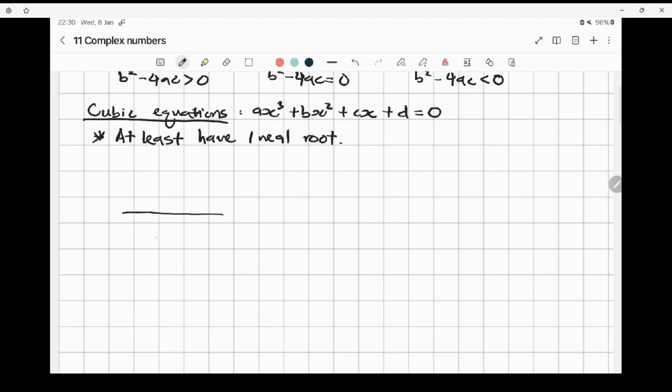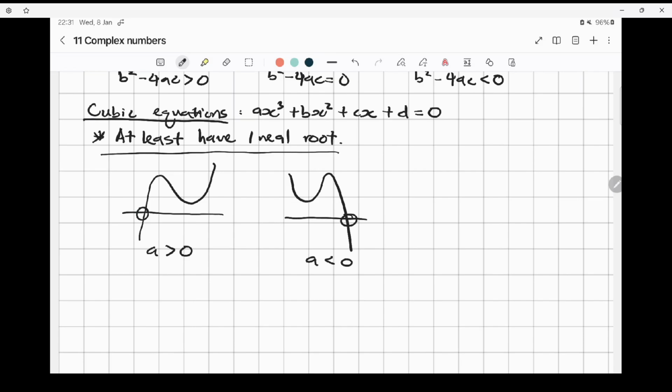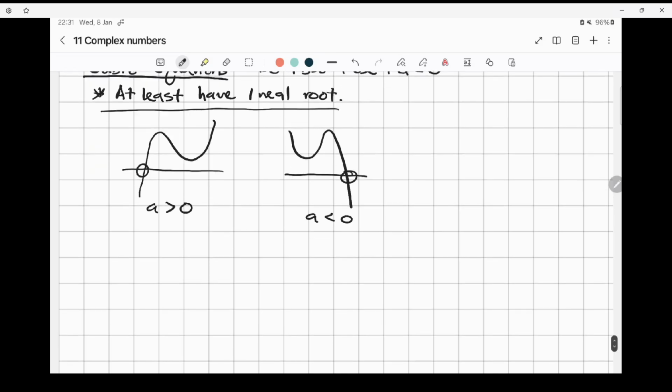So cubic equations basically look like this. It doesn't matter how you draw it, whether your a is greater than 0 or your a is smaller than 0. You always have at least one intersection point, meaning that you must have at least one real root. So that is the first point for cubic equations.